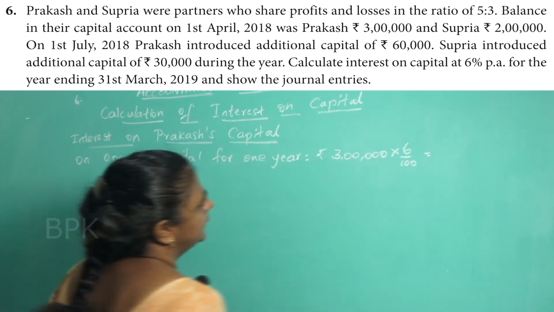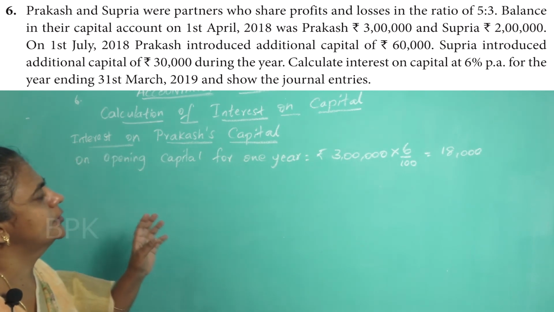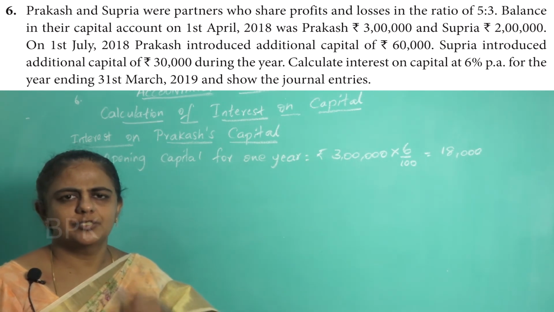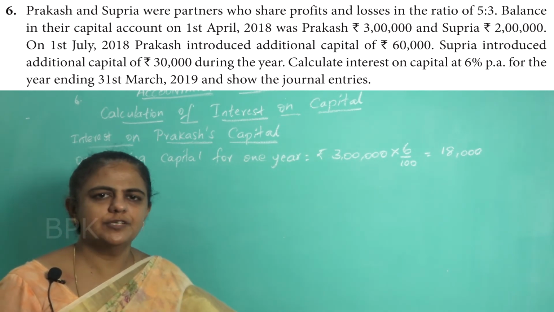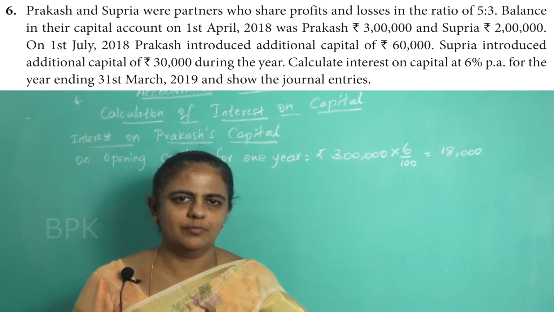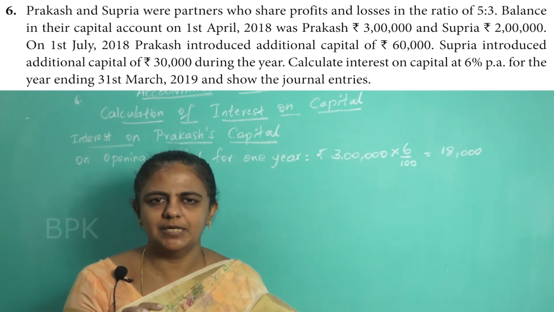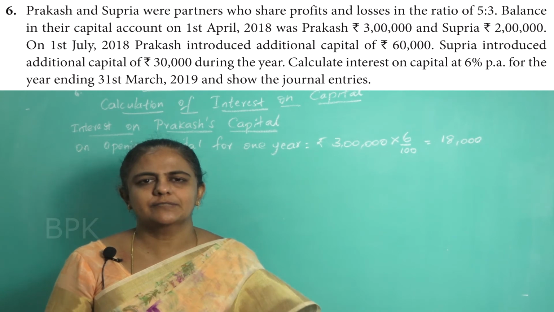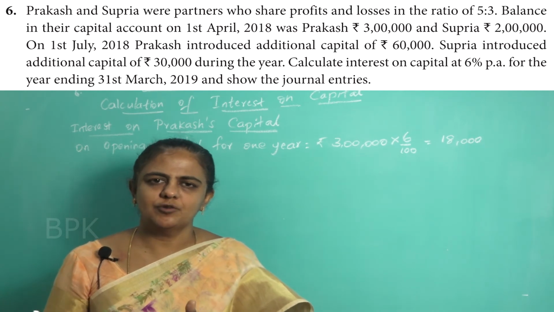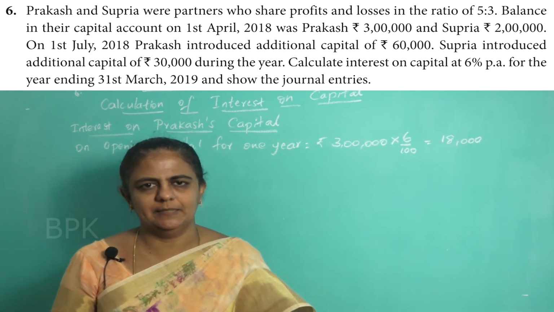So that will give you, on 1st July, he is introducing additional capital. Prakash is introducing some more capital. He is introducing 60,000 on 1st July. So that is very important. So now first thing you have to see, when is the accounting period starting and when it is ending. Accounting period starts from 1st April and ends on 31st March of next year.